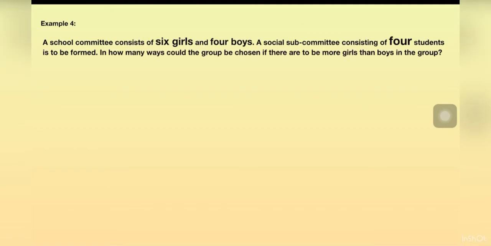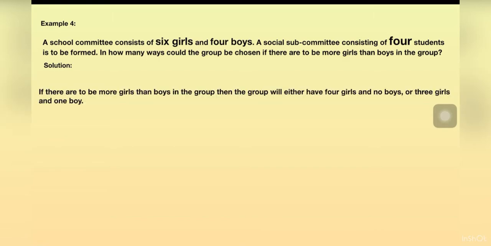Example 4. A school committee consists of 6 girls and 4 boys. A social subcommittee consisting of 4 students is to be formed. In how many ways could the group be chosen if there are to be more girls than boys in the group? Solution. If there are to be more girls than boys in the group, then the group will either have 4 girls and no boys, or 3 girls and 1 boy.